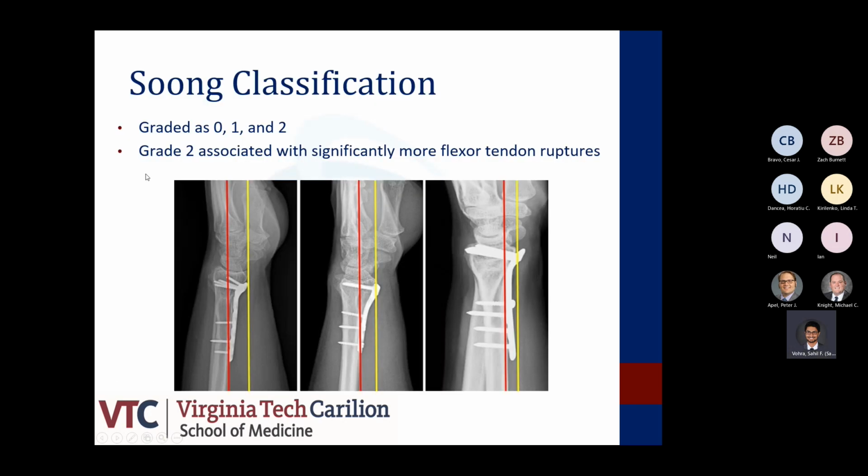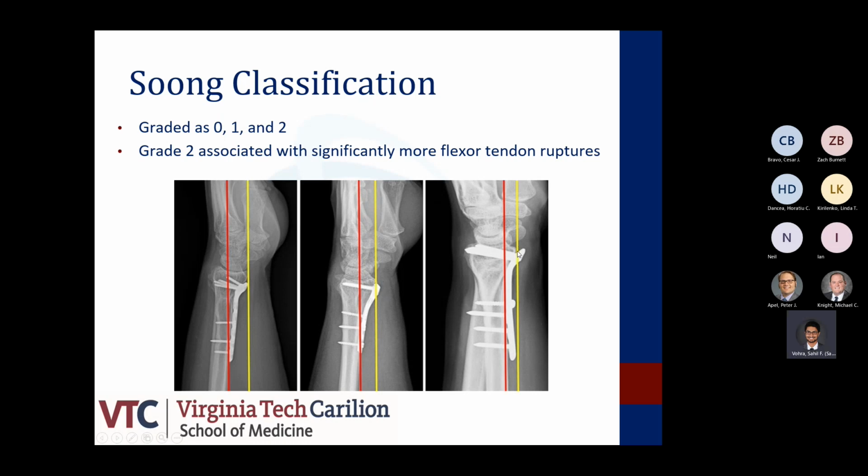But that kind of leads me to this. The Soong classification is another classification system we use, particularly applying to plate placement for these volar locking plates. It's broken down into Soong 0, 1, and 2. So 0 is where the plate is dorsal to the watershed line, so your FPL tendon comes right in close proximity to that. So basically, the plate's not rubbing on the tendon. Soong 1 is where the plate is just past, which is, I think, where I have it here.